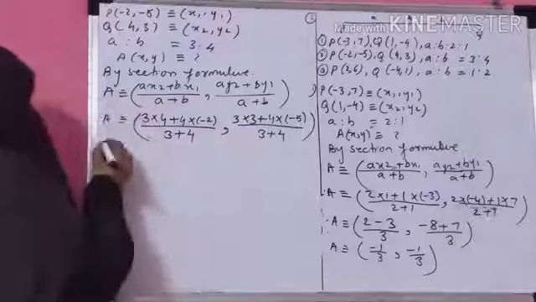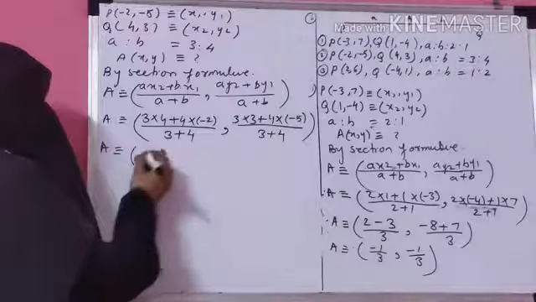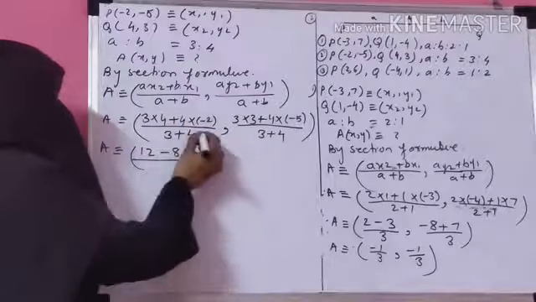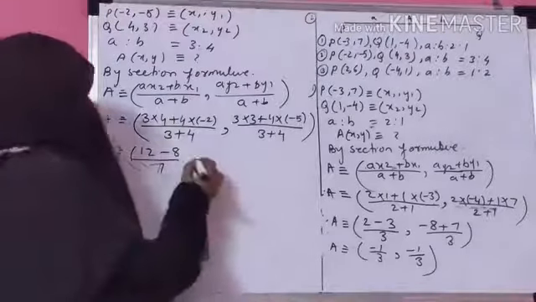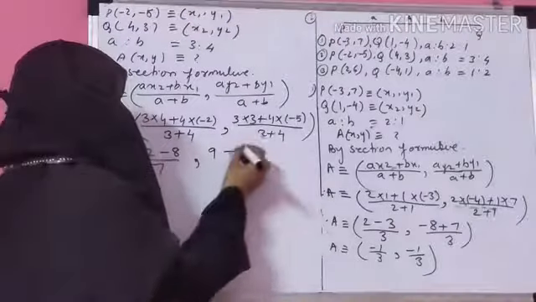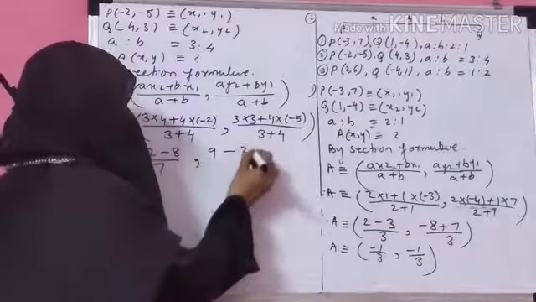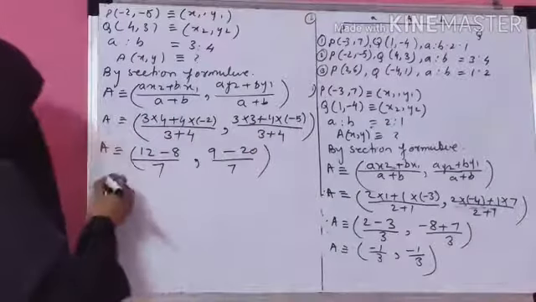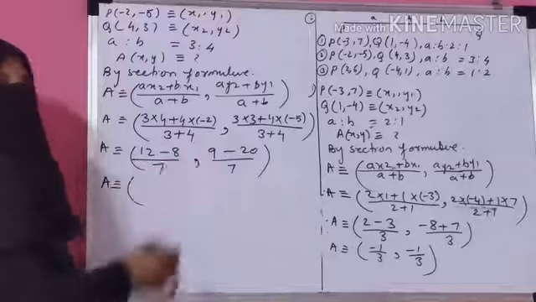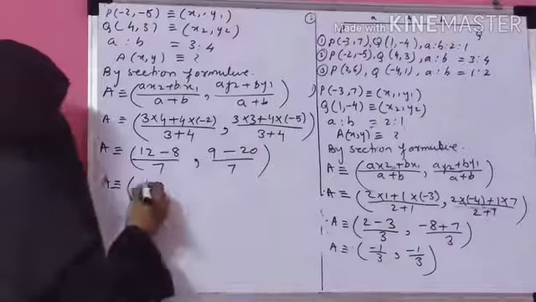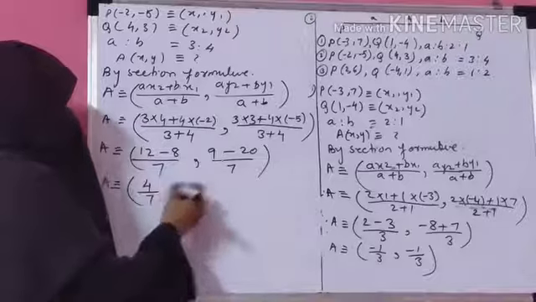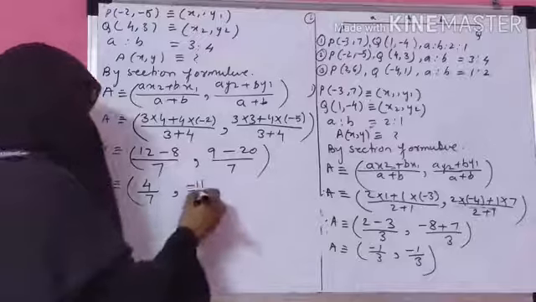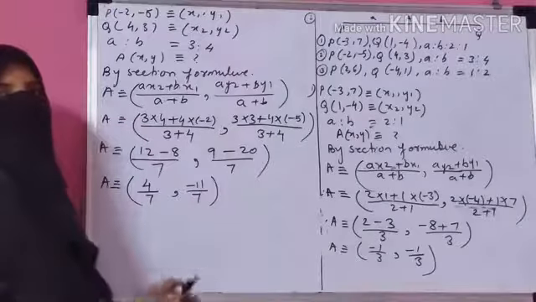Okay, now next step: coordinate of point A, 3 fours are 12, plus minus minus 4 twos are 8, divided by 4 plus 3 is 7. Okay, comma, 3 threes are 9, plus minus minus 5 fours are 20, divided by 4 plus 3 is 7. Okay, next step: coordinate of point A is 12 minus 8, 4 upon 7, comma, 9 minus 20 is minus 11 upon 7. So this is the coordinate of point A.